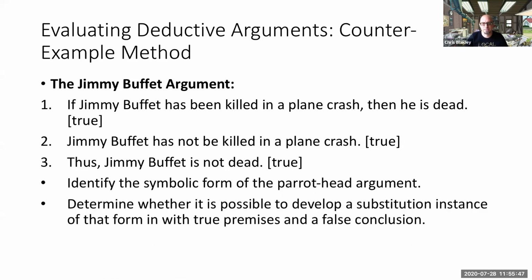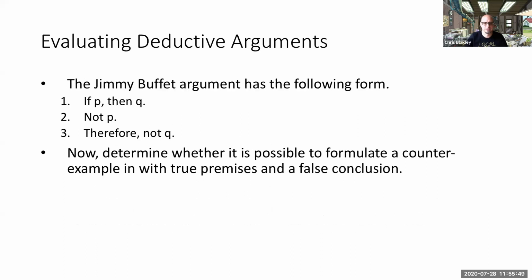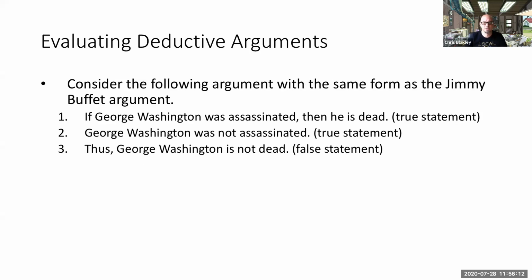So let's call that the Jimmy Buffett argument, the parrot head argument. Here's my substitution instance, but first note that here's the underlying structure of that argument. If P, then Q, not P, therefore not Q. You might think, that looks like modus tollens, but in fact, it's not a modus tollens. In modus tollens, the consequent is negated, not the antecedent. And in here we have the denial of the antecedent. And so here's my substitution instance.